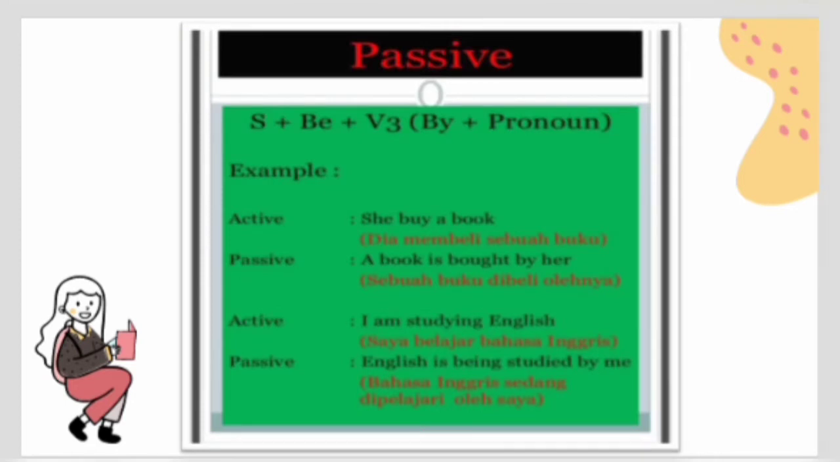The formula of passive voice is subject plus to be plus verb 3, or by plus pronoun. For example, active sentence: she buys a book, and passive sentence: a book is bought by her. And the second example is active sentence: I am studying English, and passive voice: English is being studied by me.